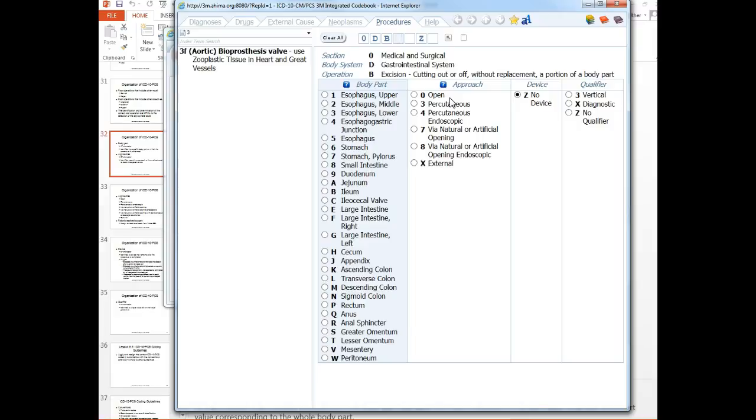And then our final root operation is X for external. And external is when the procedure is performed directly on the skin, or pressure is applied. And examples of this, so for instance, you have a mole and you have it frozen off. That is external. You have a cut on your arm and they suture it. That is external. External also refers to structures that can be visualized through openings. So a tonsillectomy is actually an external approach.